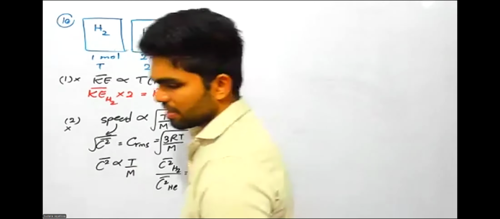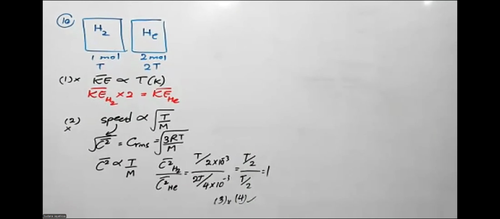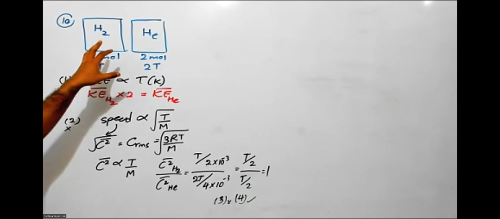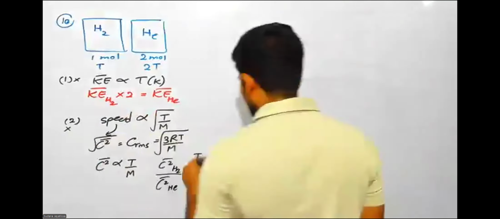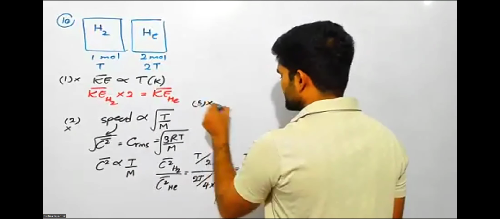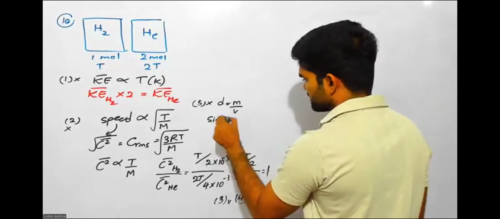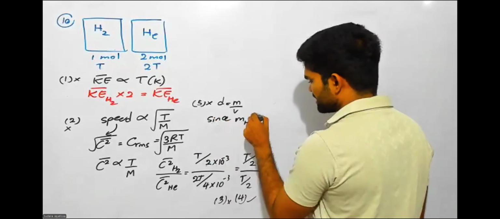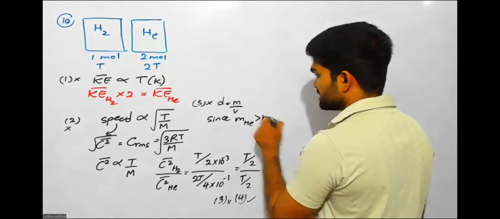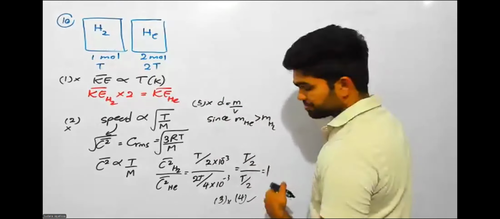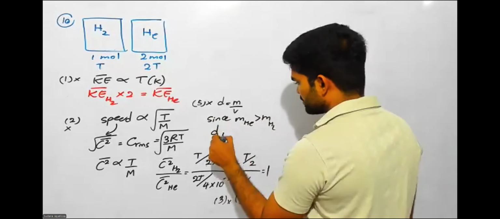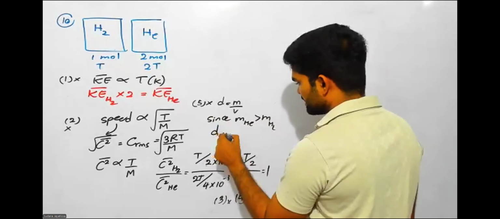And look at the fifth statement. Both hydrogen and helium have the same densities. It is wrong. Density will be higher for helium because density is mass over volume. Volumes are same, but the mass of helium is higher than the mass of hydrogen because it has more moles also. So therefore, the density of helium is going to be greater than the density of hydrogen.